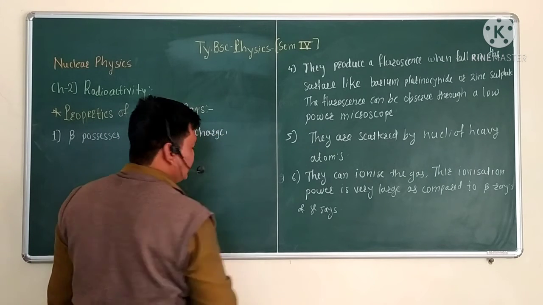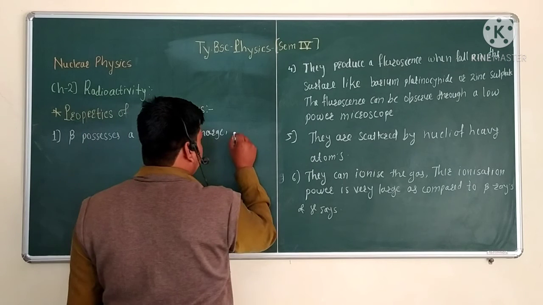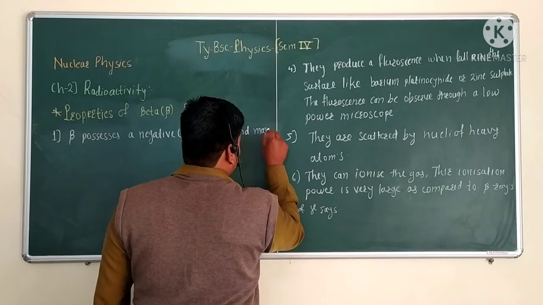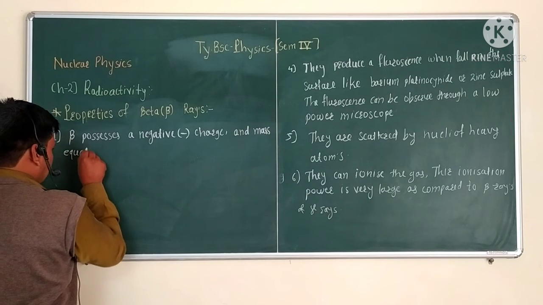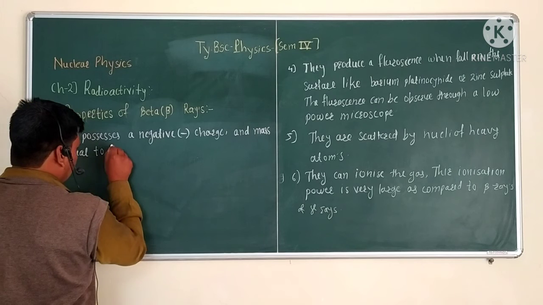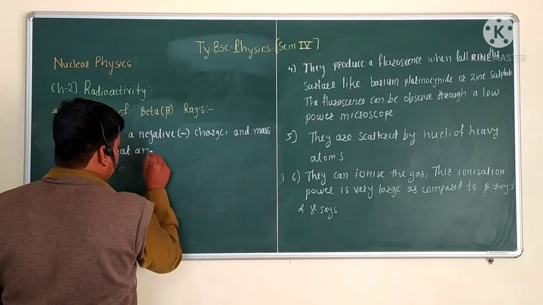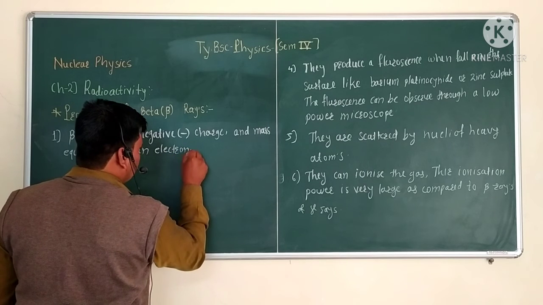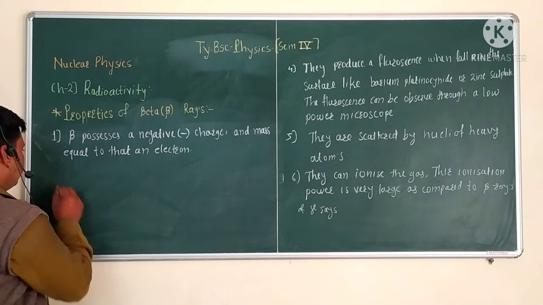Beta possesses a negative charge and mass equal to that of an electron. So that is one of the properties.